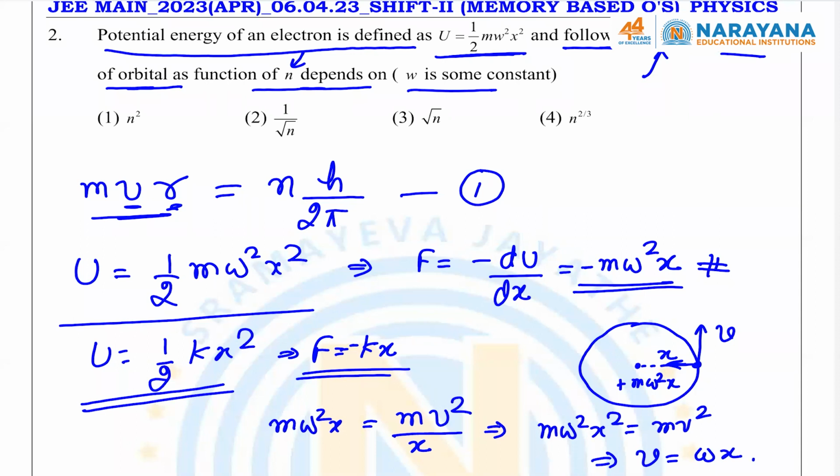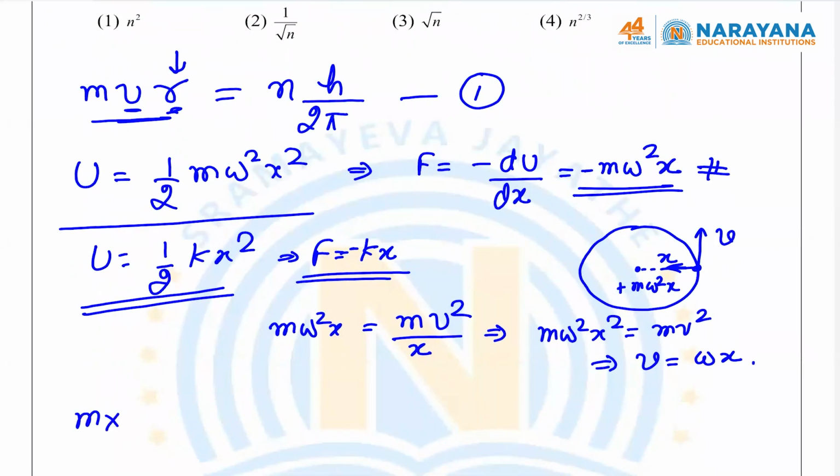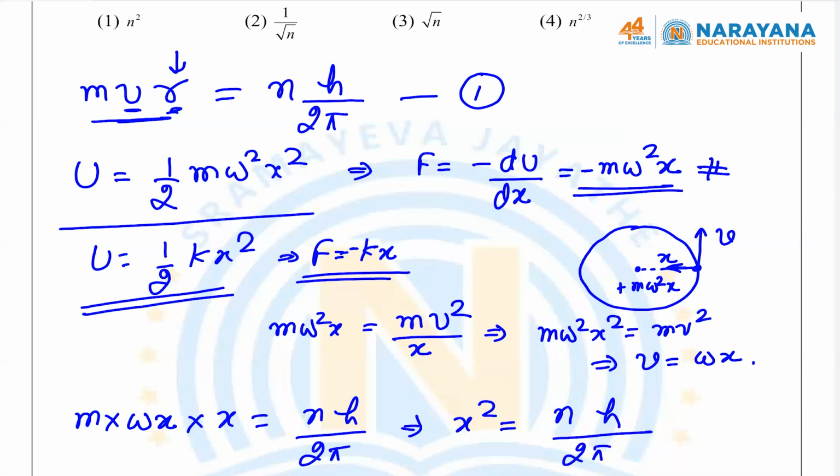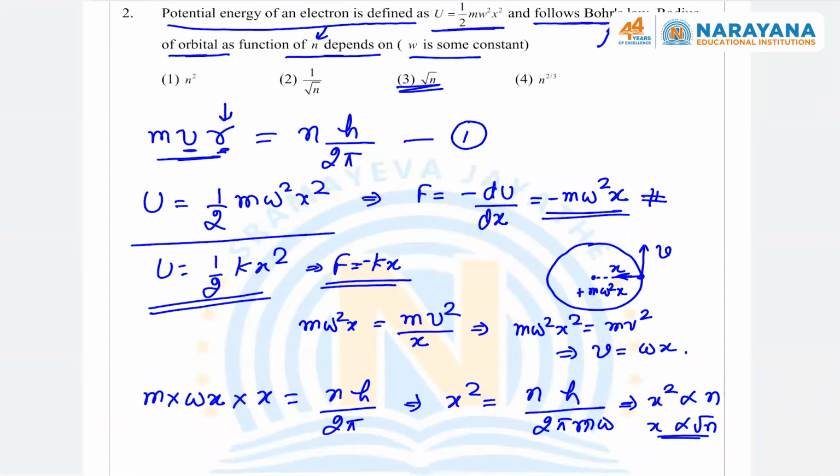x is the radius, so I'll take x as radius also here, and I'll write m into v. v is omega times x. For the radius I'll plug in x is equal to n times h by 2 pi. That gives me x square is equal to n times h over 2 pi m omega. So clearly x square is proportional to n, so x is proportional to square root of n. Third is the answer. So we have answer 3, option 3, x proportional to root n.